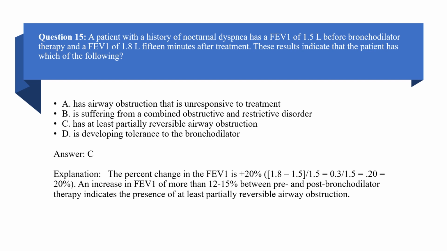FEV1 is greater than 20%. So 1.8 less 1.5 over 1.5. Okay, in this particular case, it's a 20% increase in FEV1. So an increase of FEV1 of greater than, again, about 12 to 15% between pre and post bronchodilator therapy indicates the presence of at least a partially reversible airway obstruction. I ask you to classify the condition and also its responsiveness to therapy.